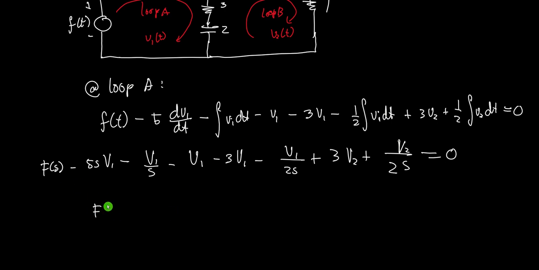And we can simplify this further. F of S, we can factor out this V1. We have so many V1 here. This will be equivalent to negative 4 V1, then 1 over S and minus 1 over 2S. Then we have this one minus 5S. So if we factor out V1, then we have here 5S, then we have plus 4 here. This one, then we can add this 1 over S plus 1 over 2S. That will be 2 plus 1 is 3. So this will be 3 over 2S.